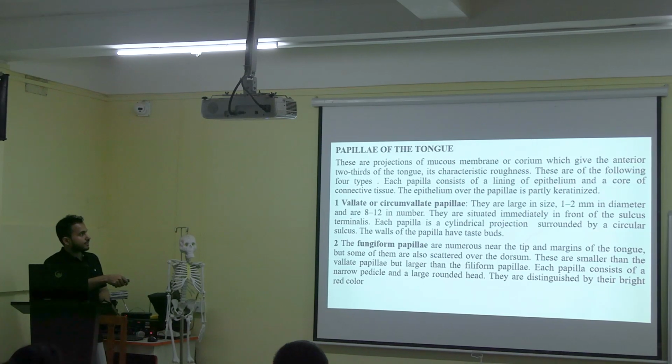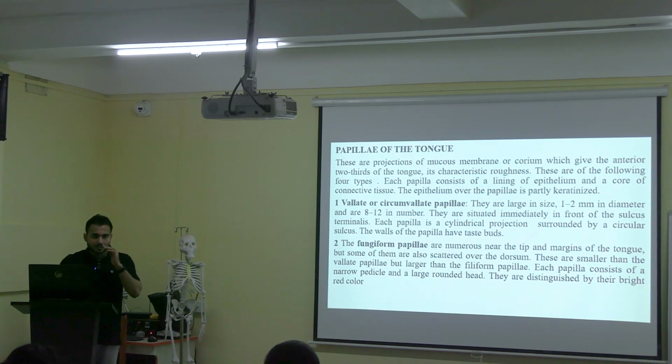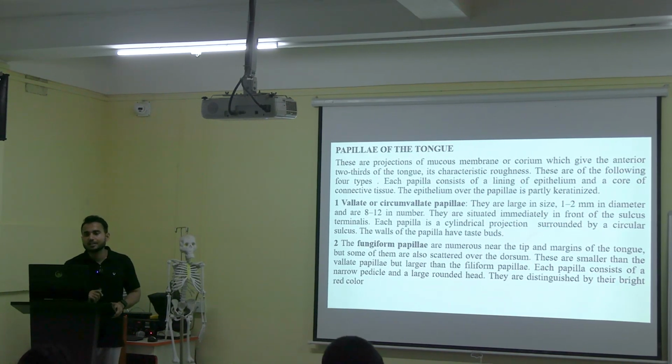Now each papilla consists of lining epithelium and a core of connective tissue. It is a projection of the mucous membrane, okay. So this projection will first of all be covered by lining epithelium, and the central core will be made up of connective tissue. This is how the papillae are formed. 4 different types of papillae are there. Because of the presence of the papillae, the surface is rough in nature. Next, there are some papillae which contain taste buds. Because of the taste buds, whenever we are eating something, we feel the taste.